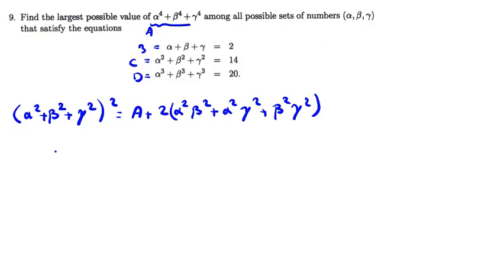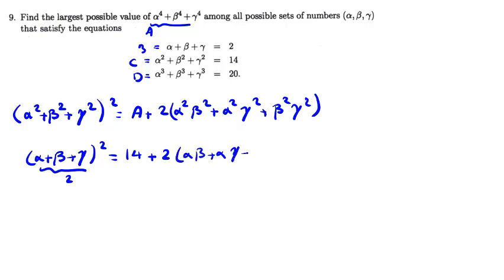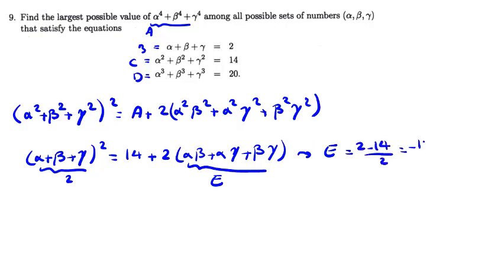So if we want to find this, at first we know that if we raise alpha plus beta plus gamma to the power of 2, it will be what? It will be 14, and here we know it is 2 plus 2 times alpha beta plus alpha gamma plus beta gamma. So for example, I consider this e. So e is what? 2 minus 14 over 2, negative 12 over 2, negative 6. So alpha beta plus alpha gamma plus beta gamma equals negative 6.